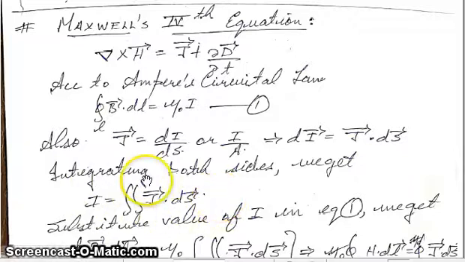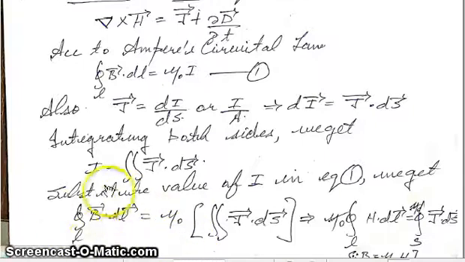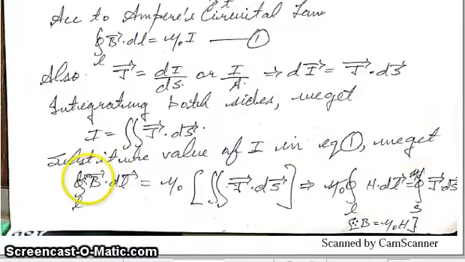Now put this value of I in equation 1. After substituting this value of I, you will get the line integral of B vector dot dl vector is equal to mu naught into the surface integral of J vector dot ds vector, right? Also we know that B vector is equal to mu naught H vector. So after putting the value of B here, take mu naught outside. Mu naught is called the permeability of free space. Okay, this mu naught and that mu naught cancel with each other, right?